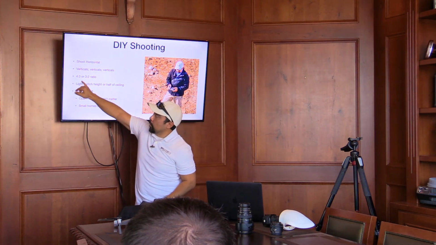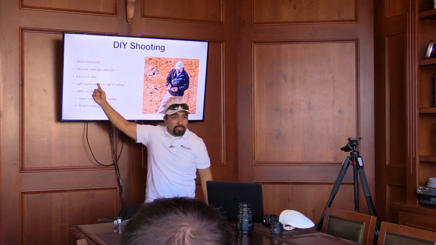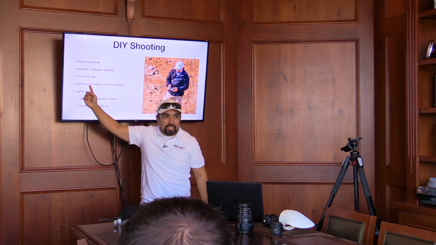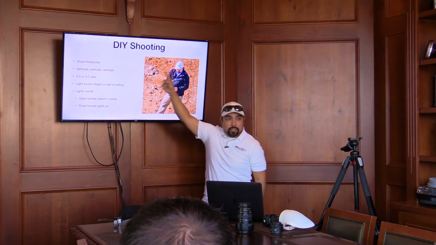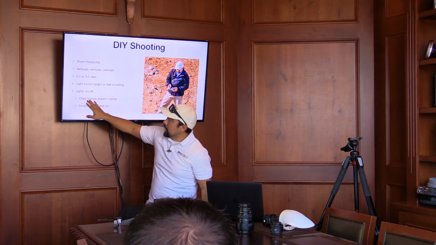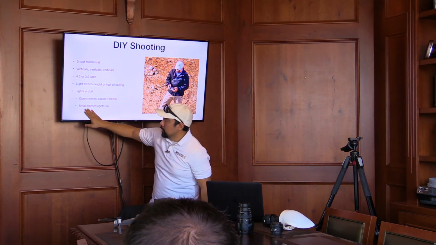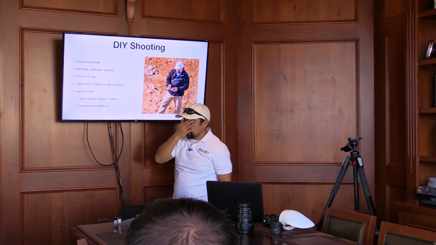You want to keep it at a 4:3 or 3:2 ratio depending on your camera. Does that make sense? Does that ratio make sense? It's not a 16:9. It's not an HD. It's going to be almost a square. Light switch height, halfway to ceiling. Lights on or off. Open homes, it doesn't matter if the lights are on or off. But small homes, lights, you want them on.